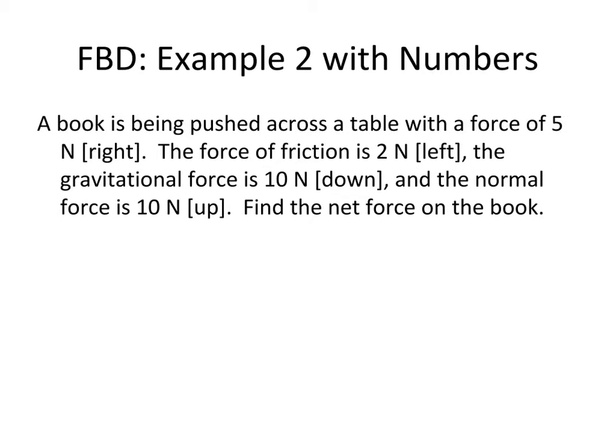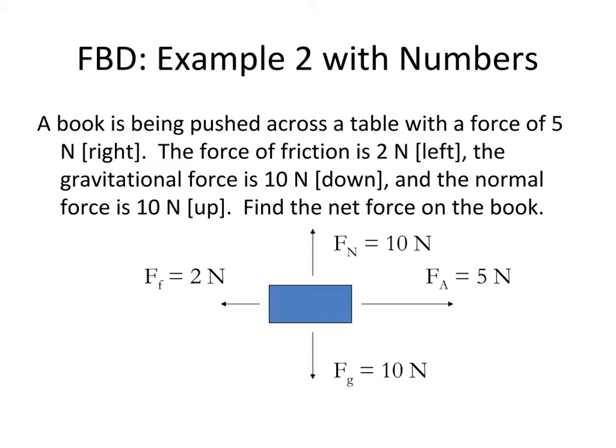Let's try this one. A book is being pushed across a table with a force of 5 newtons to the right. The force of friction is 2 newtons to the left. The gravitational force is 10 newtons down, and the normal force is 10 newtons up. Find the net force on the book. So we've got our free body diagram here, and you'll notice that all the forces are labeled, including magnitudes, which helps us to organize all the information so that we don't miss anything.